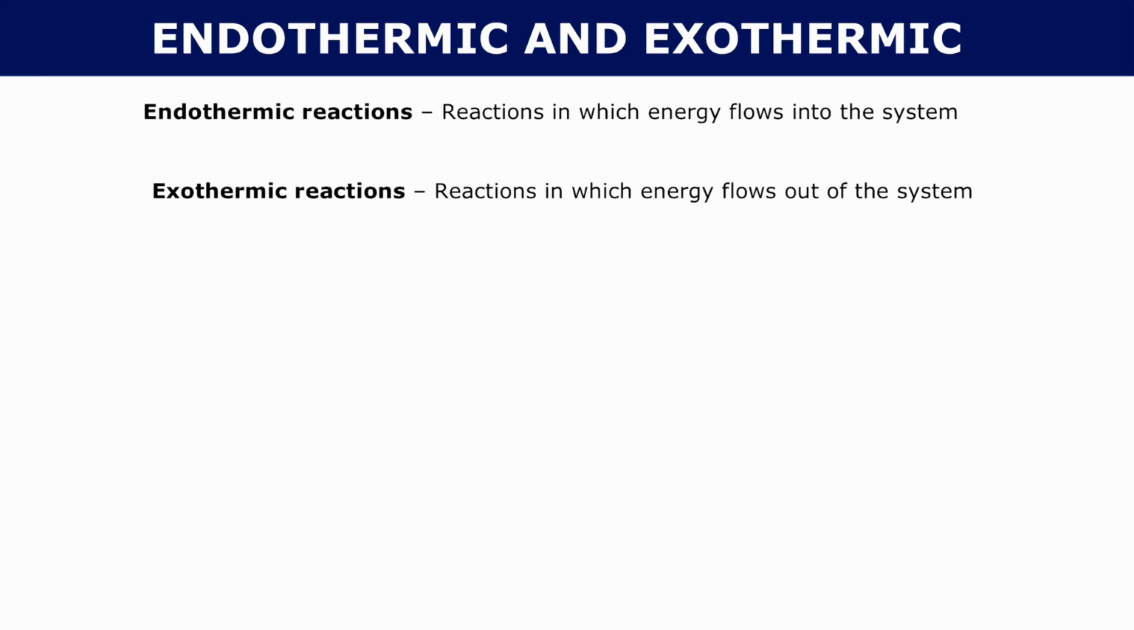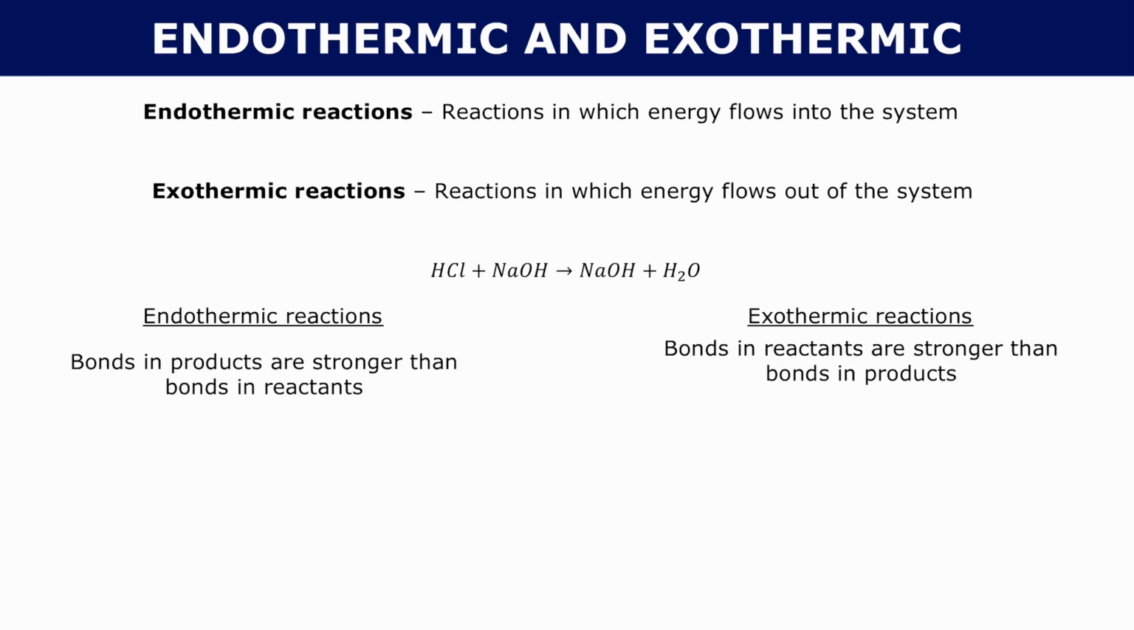So if I give you a chemical reaction like this one, in an endothermic reaction, the bonds in the products are stronger than the bonds in the reactants. This is because energy has flown into the system, so the products must have more energy than the reactants. In an exothermic reaction, energy has to flow out of the system, meaning the products have less energy than the reactants.